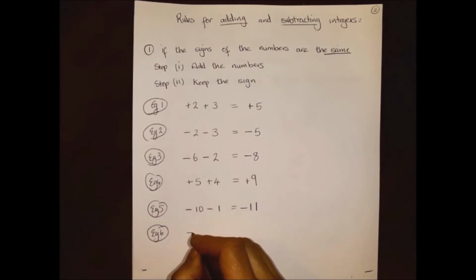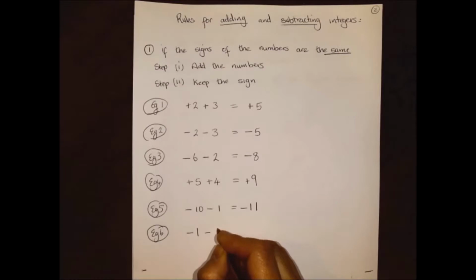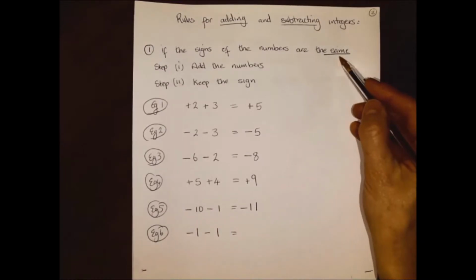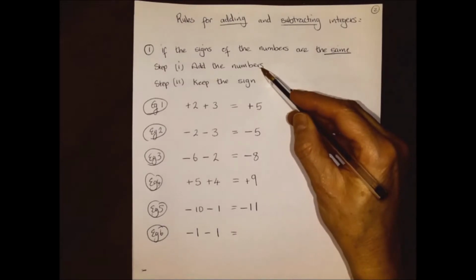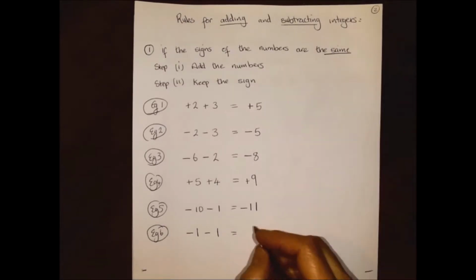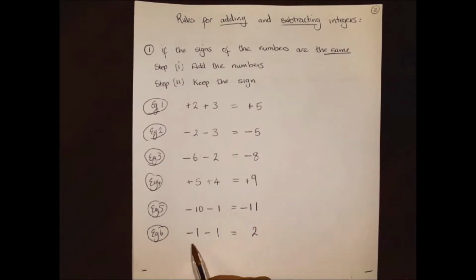Right, what about this then? -1, -1. Again, they have the same sign, so you add the numbers. 1 plus 1 is 2. And then you keep the sign, which is -2. So -1, -1 again, will give you -2. Okay, now we'll go to the second rule.